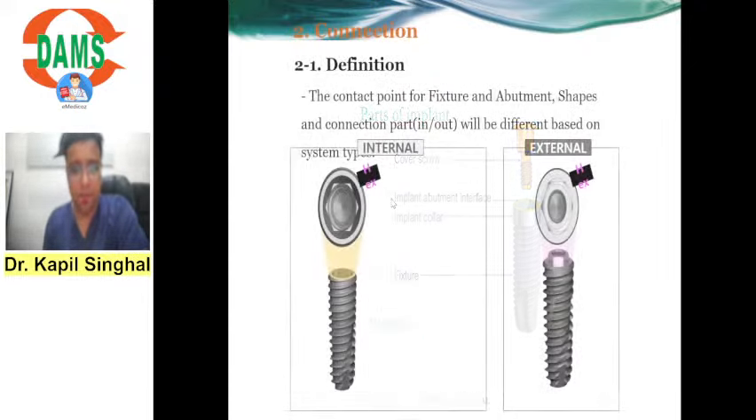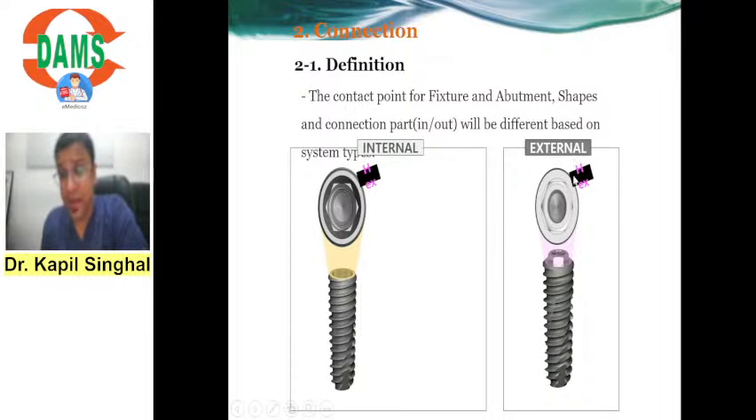Now your implant can have an internal connection or an external connection. They can give you two pictures like this. The first picture is an internal connection and the second picture is an external connection. By internal connection, I mean what comes on top of the implant? The abutment. This abutment will go and seat inside the implant, so this is an internal connection. When the abutment seats on the outer side of the implant, can you see the hex outside? That is an external connection. He may give you this picture and ask you whether it is an internal or an external connection. The connection is between the implant and the abutment.